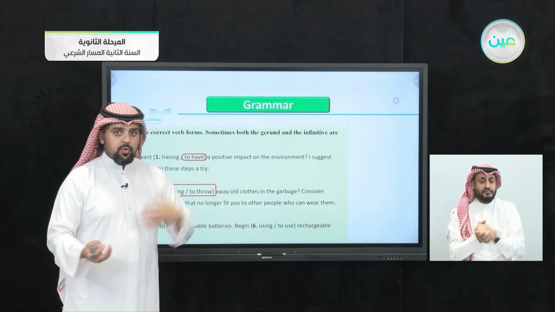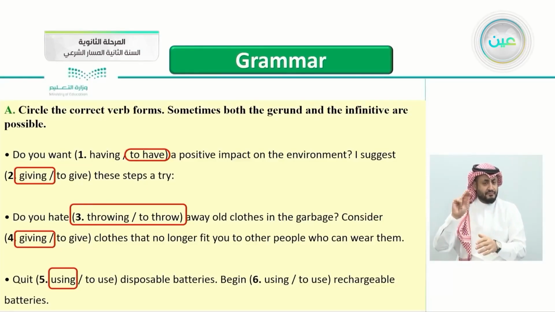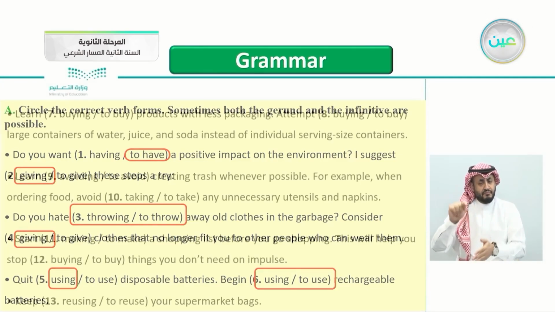Quit using, quit to use. I think this is an easy one here. Of course, we say quit using. Quit using disposable batteries. Continuing here, begin using to use rechargeable batteries. So the word quit takes a gerund. What about the verb begin? Do we say begin using or begin to use? Let's check the answer together. Of course, begin takes both of them. It takes gerunds and also infinitives.